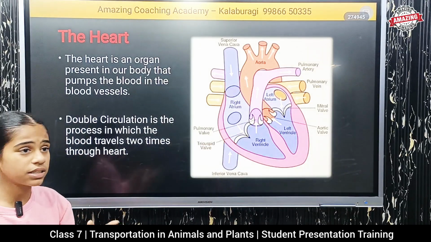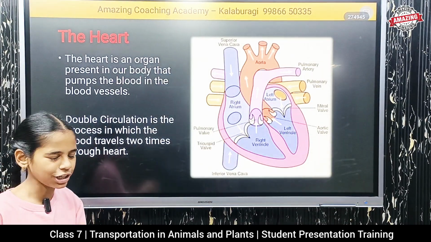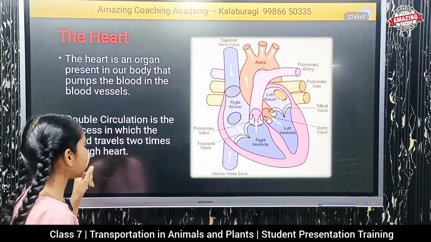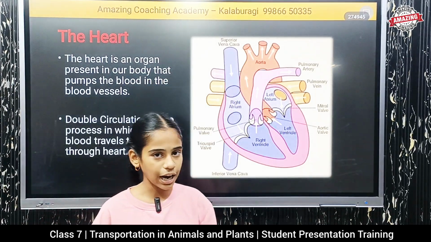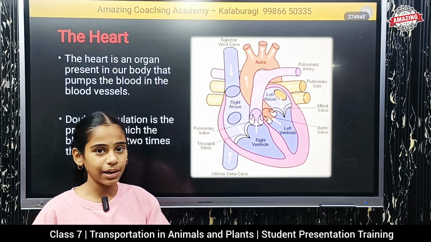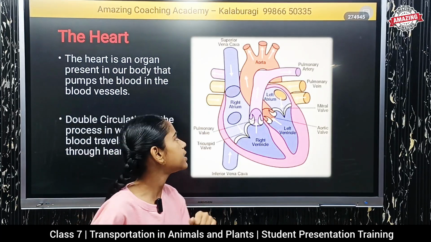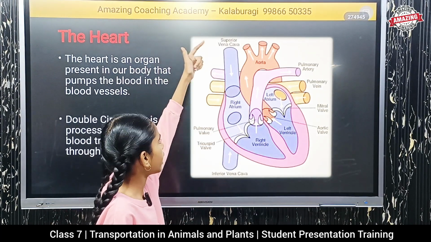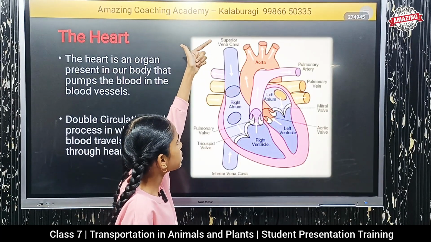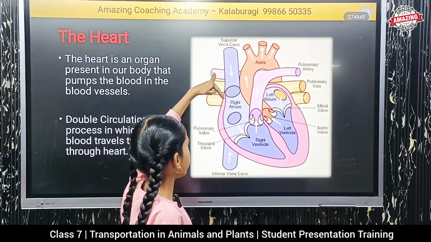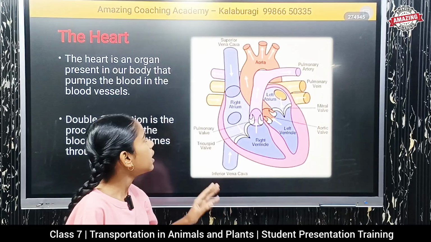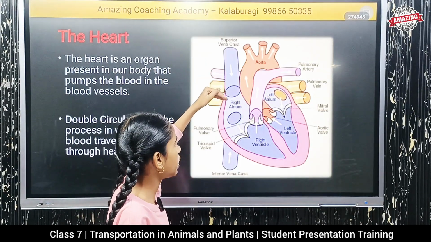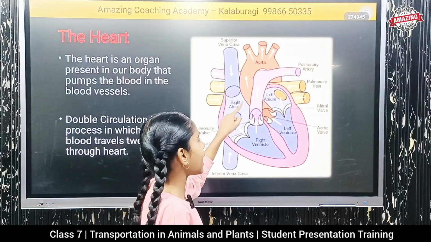Do you know what is the double circulation? Double circulation is the process in which the blood travels two times through the heart. How the double circulation acts? Let's see. First, the deoxygenated blood from vena cava enters in our heart in right atrium.